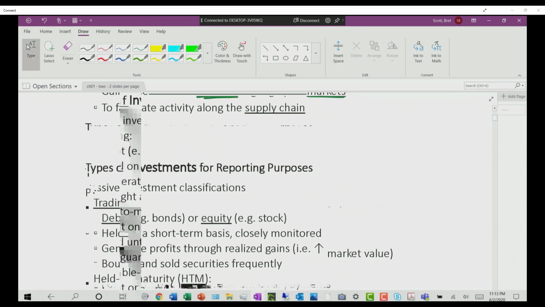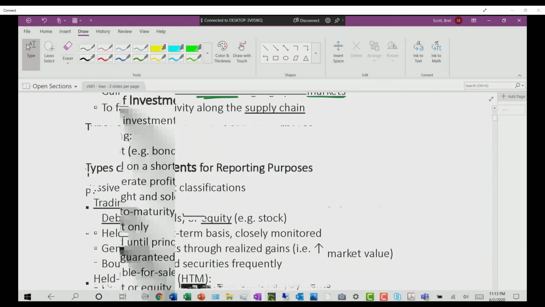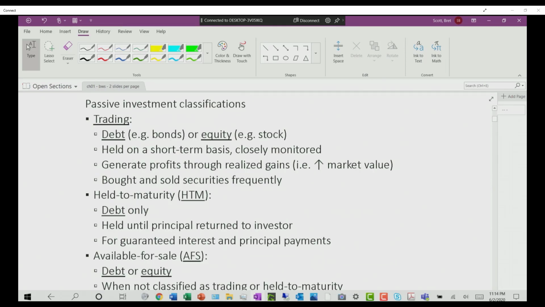So when we look at passive investments, one of the things we have to keep in mind are ways we need to classify those investments. Again, you may have seen this before. There are three general categories of passive investments: trading, available for sale, and held to maturity, or HTM. Most companies by far use available for sale as the classification of investments. And the reason why is because it's very non-committal.